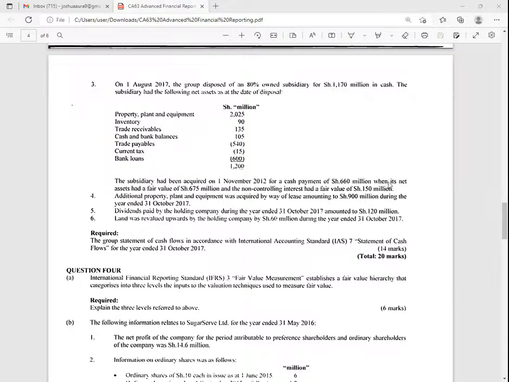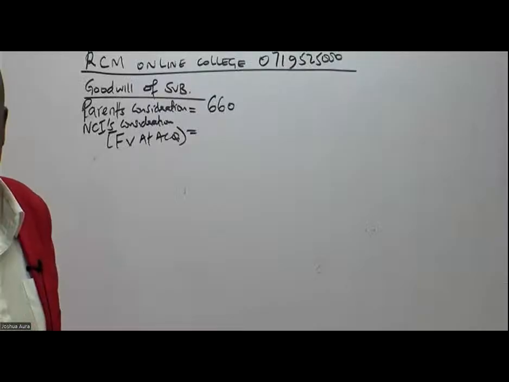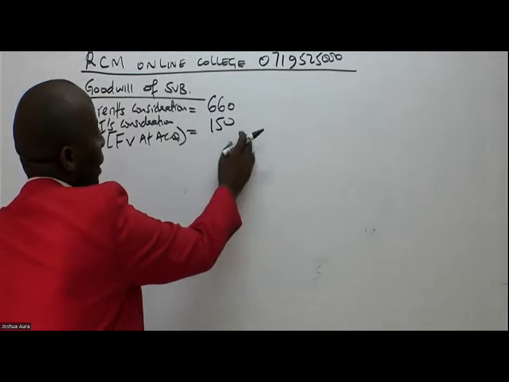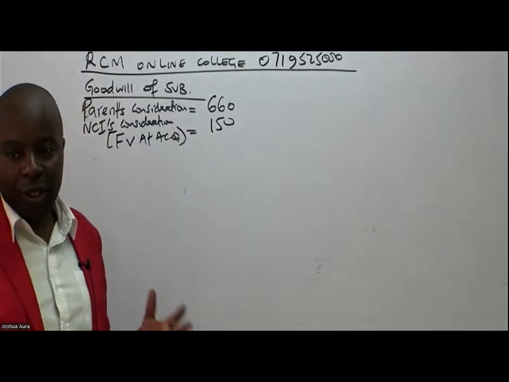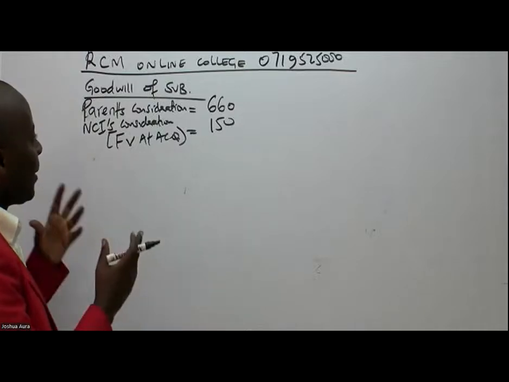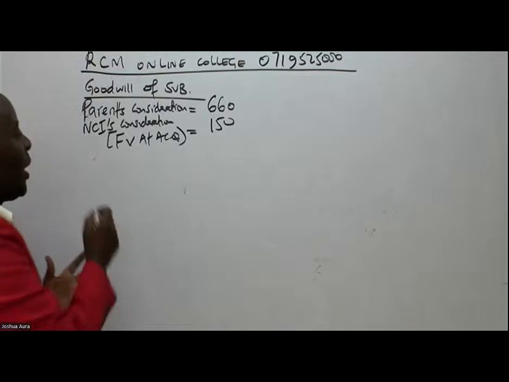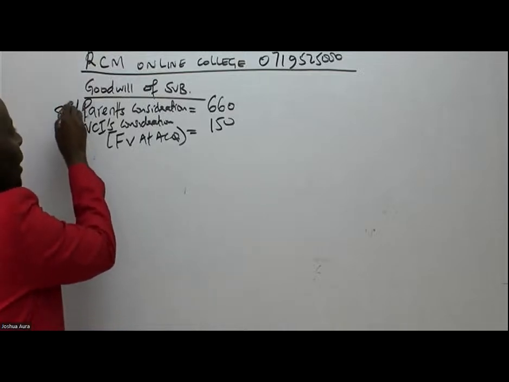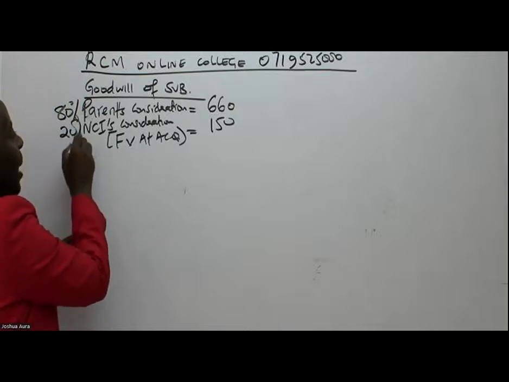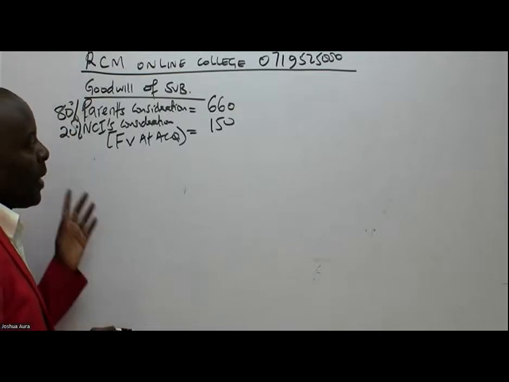So they have told us here that the subsidiary's net assets had a fair value of 67 million, and the NCI interest had a fair value of 150. This gives us the total consideration paid by NCI to acquire their percentage. Please don't forget that the parent's interest was 80%, so the NCI must own the balance, which is 20%.